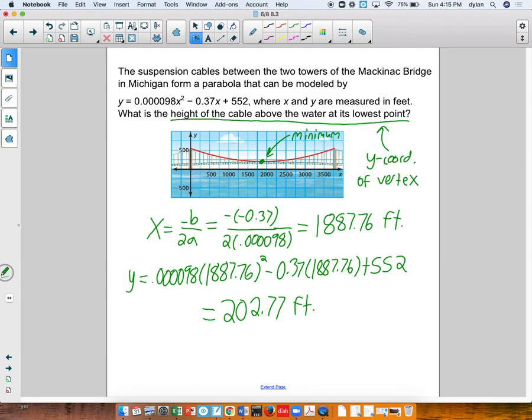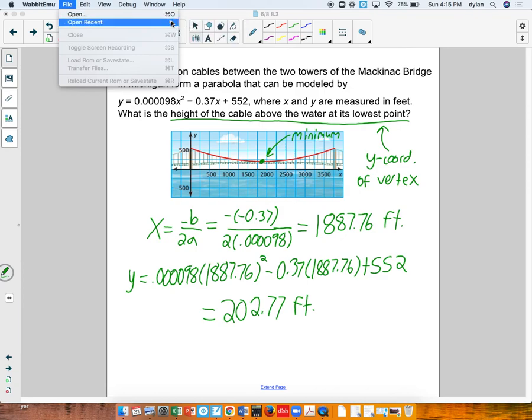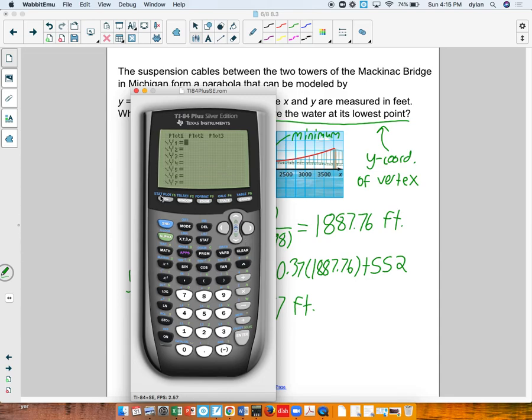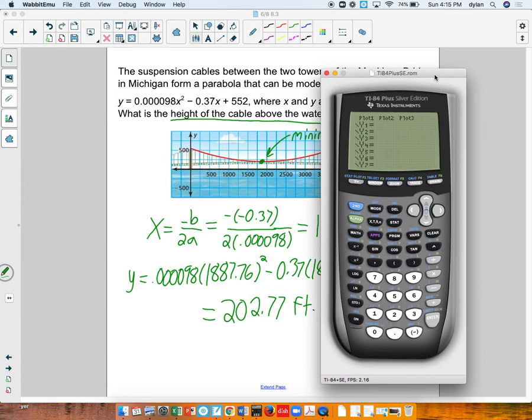So now, one thing I want to show you guys before we wrap this video up is that you can do this on your calculator as well. So if I open up a calculator app here, if we type this function into y equals, we can actually graph it. So we have 0.000098x squared minus 0.37x plus 552.